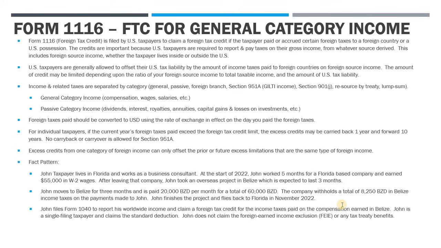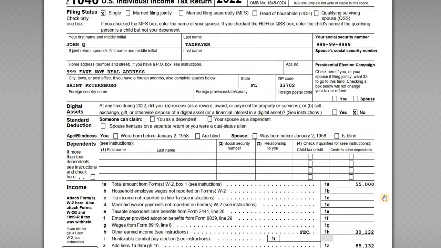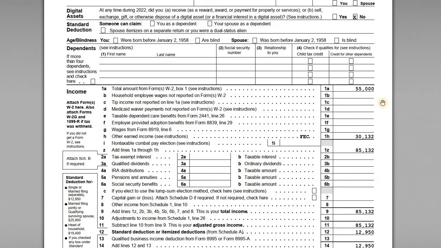Now, during the 3-month period, on the 3 paychecks he got, the company withheld 8,250 Belize dollars in Belize income taxes, okay? Now, once John finishes the project, he flies back to Florida in November, and so now he's doing his tax return. He's trying to figure out, okay, well, what do I do here? Well, if we have a look at the return, the first thing to highlight is page 1. So on page 1, we can see he's reported his wages from the Florida-based company. So there's the $55,000 from the W-2.